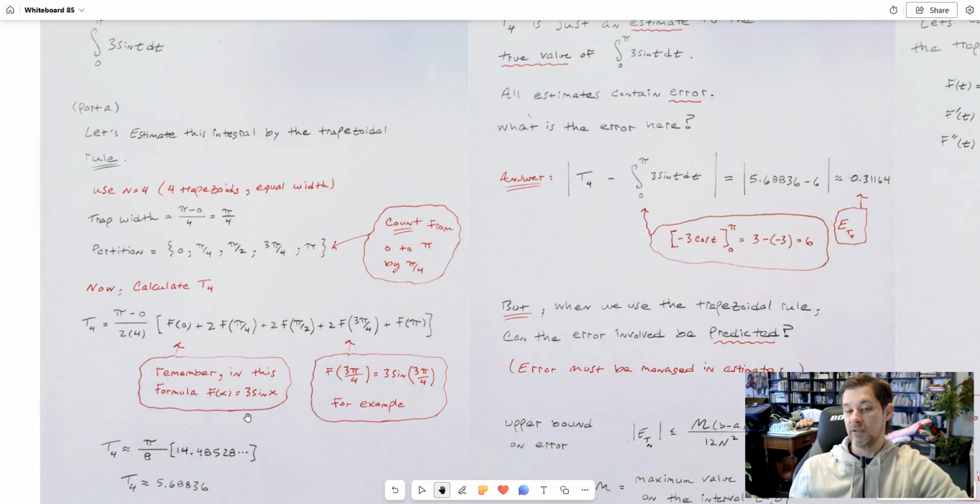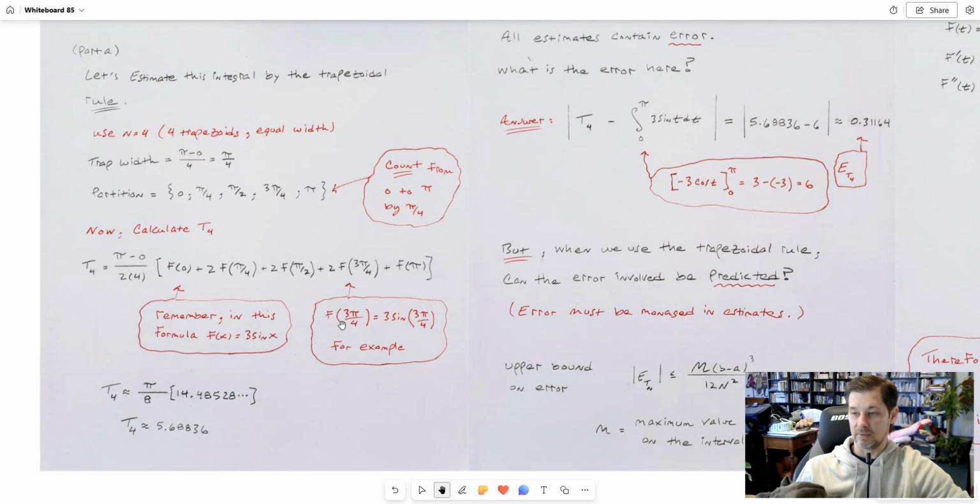Okay, so our function in our integral is 3 sine t. I accidentally wrote x here, but it doesn't matter. So into that function I put these elements of the partition. And so, for example, this one right here, f of 3 pi over 4, is 3 sine 3 pi over 4. Okay, now at this point I've got to do this calculation.